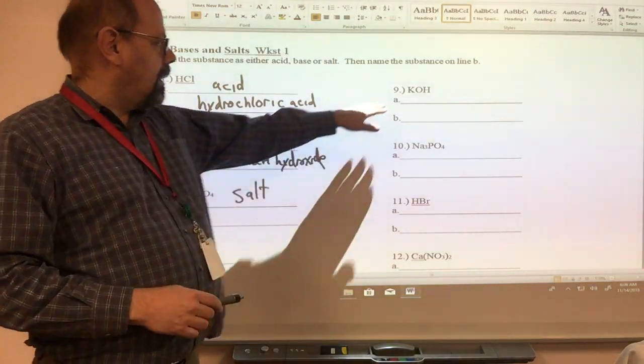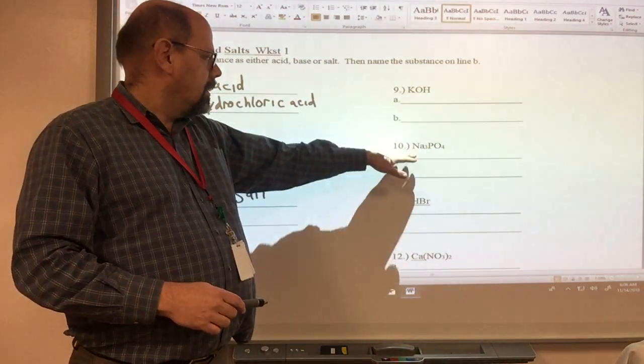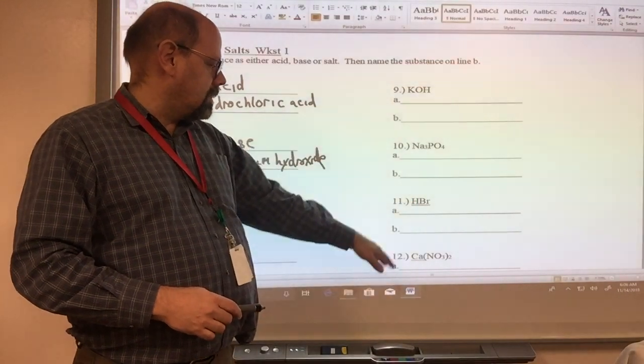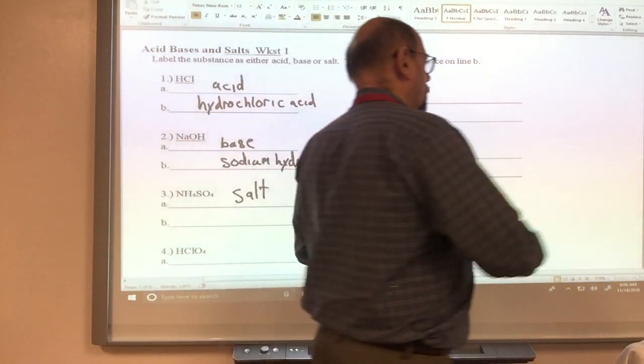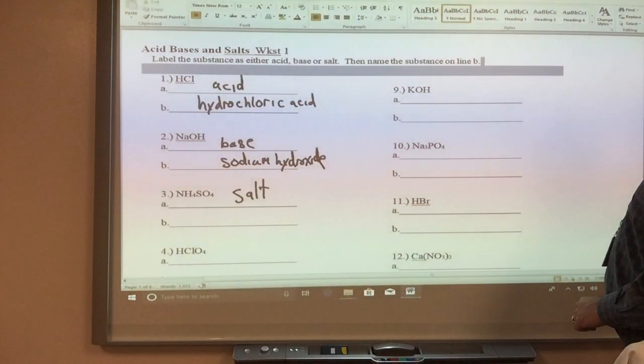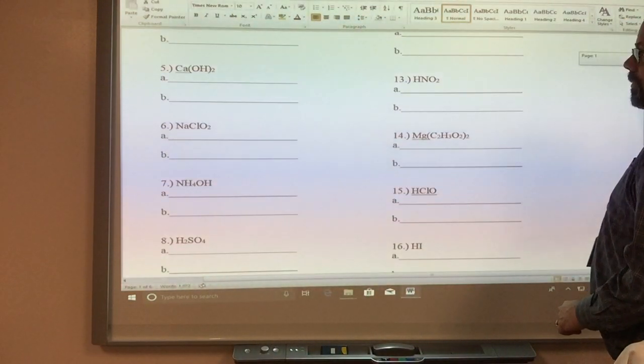Here's an acid. That one's got an OH in it. That's a base. Salt. There's an acid. So that's all we're looking for in this first sheet. Okay. Now let's continue down through.